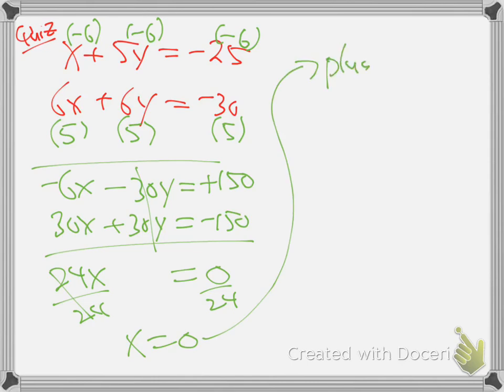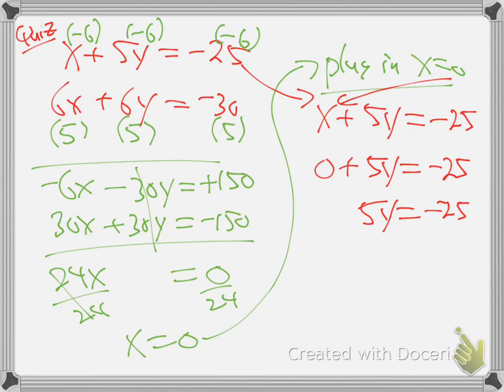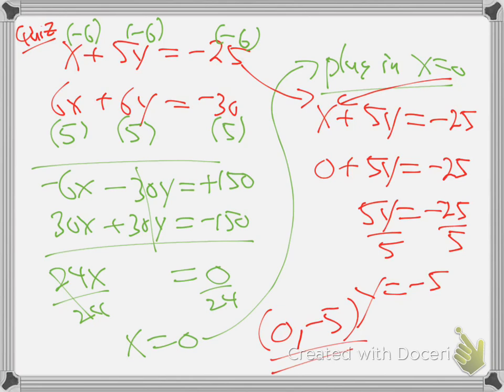Then you plug in. X is 0. Where do you plug it in? Grab the top equation. So x plus 5y is minus 25. Put in 0. 0 plus 5y is minus 25. 5y is minus 25. Divide by 5. Y is minus 5. So the answer is (0, -5), x comma y. Same answer. Either way. Good? We happy with that? I'm going to go on.